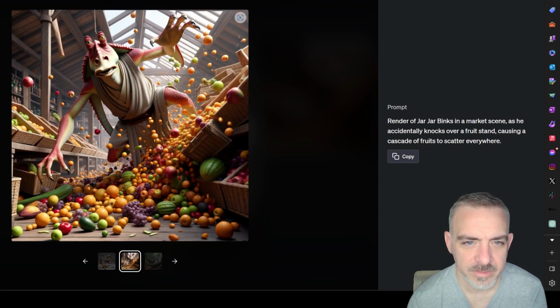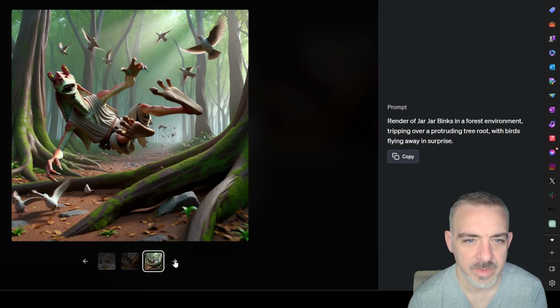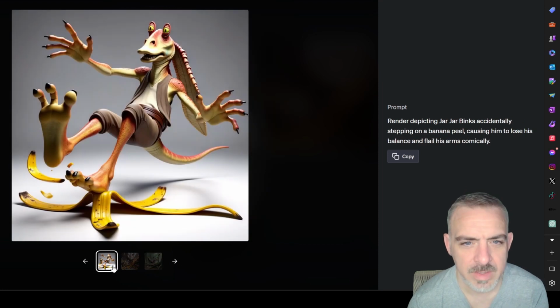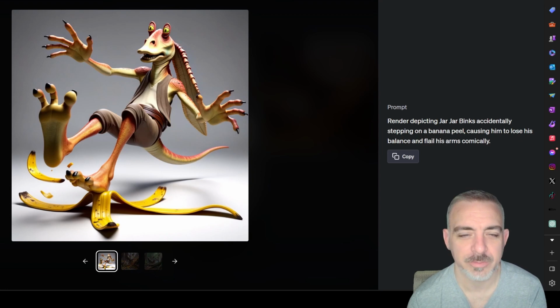Okay, yeah. See, this is what I wanted from Bing. It did it terrible. So it looks like he's just tripping over a log in a forest here, probably on Naboo, I guess. I think this is probably my favorite. He's slipping on a banana peel. Yeah, not sure what went wrong with Bing, but let's move on to the next prompt.